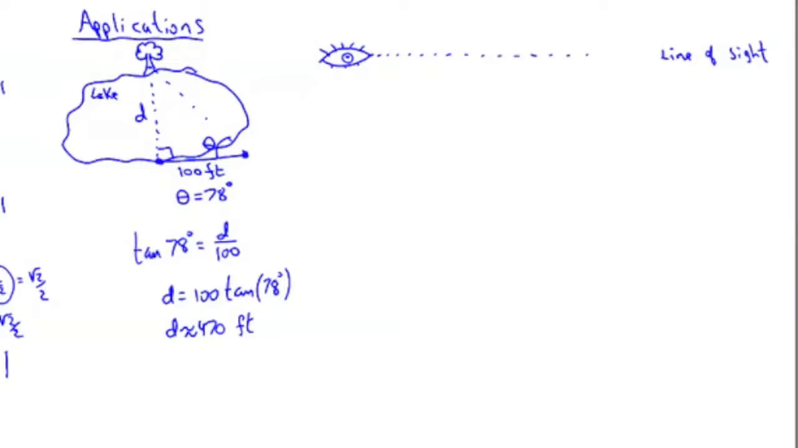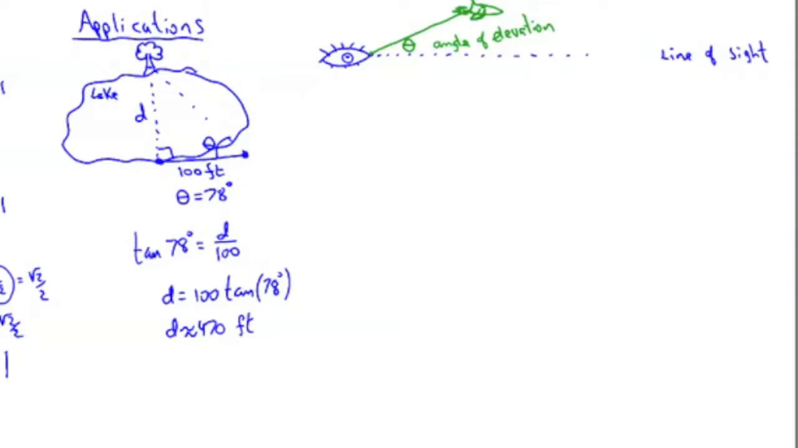So if there is an airplane up here, or a bird, or anything that's up in the sky, you're going to look up at it. Now if you look up at it, it's going to change the angle away from the horizontal, and this angle here, let's just call it theta. This angle is called the angle of elevation or inclination, depending on which way you want to go with it.